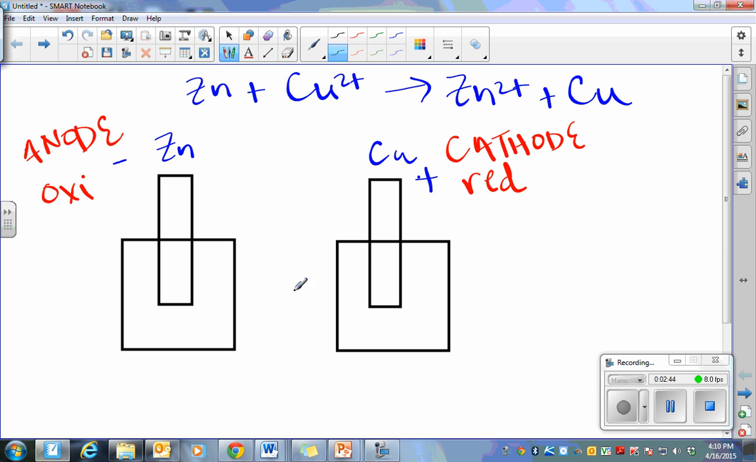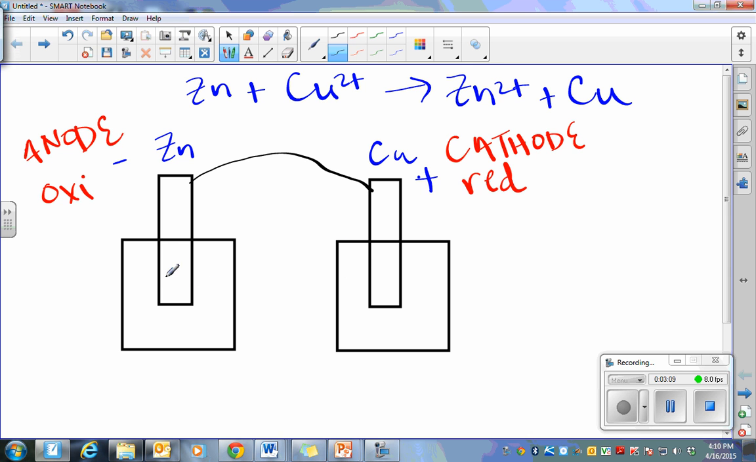And the reason why, real quick, we split up these half reactions is to be able to generate current, to be able to generate electricity. And we need to connect these electrodes with a wire so that electrons can travel through this wire, because that is how the electrons go from one compartment to another.